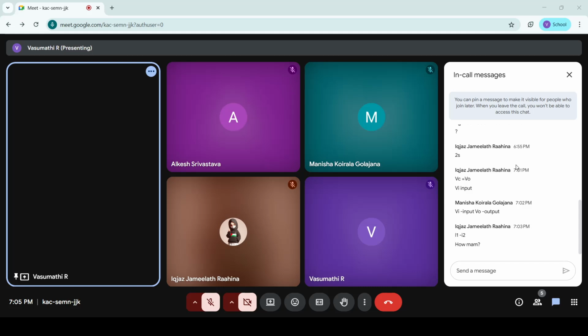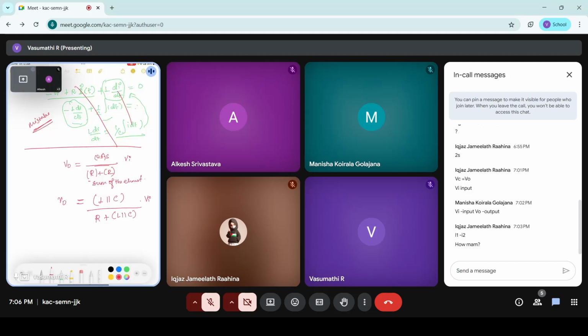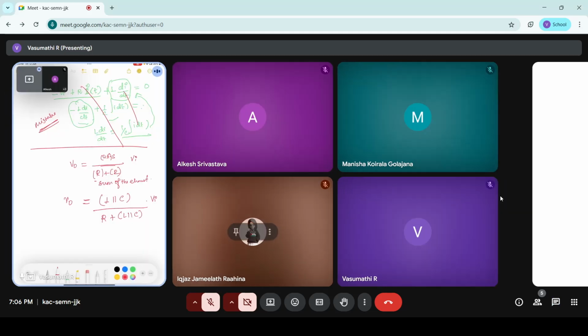We can consider this whole circuit as a single circuit, and this as the current energy storing element, right? So we can write it in terms of, these both are in parallel. So L parallel to C divided by R plus L parallel to C into VL. Is it right? Have I done any mistake here? This is right? I'm not confused.